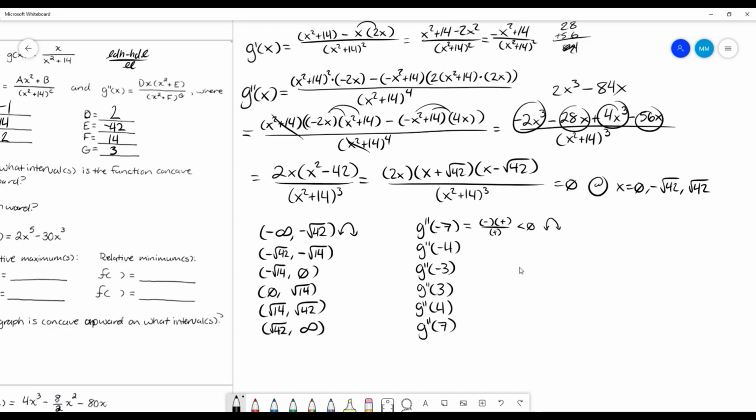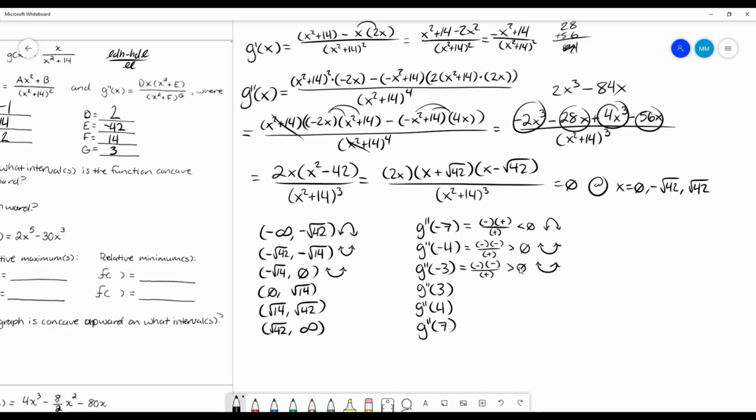This next one, negative 4. 2 times negative 4 is negative. 4 squared, 16, minus 42 is also negative, all over a positive. These are going to become positive, so it's greater than 0, and therefore concave upward. Plug in a negative 3, and I get a negative, and a negative, and a positive. That's going to be greater than 0, so it's concave up. So up, up, up.